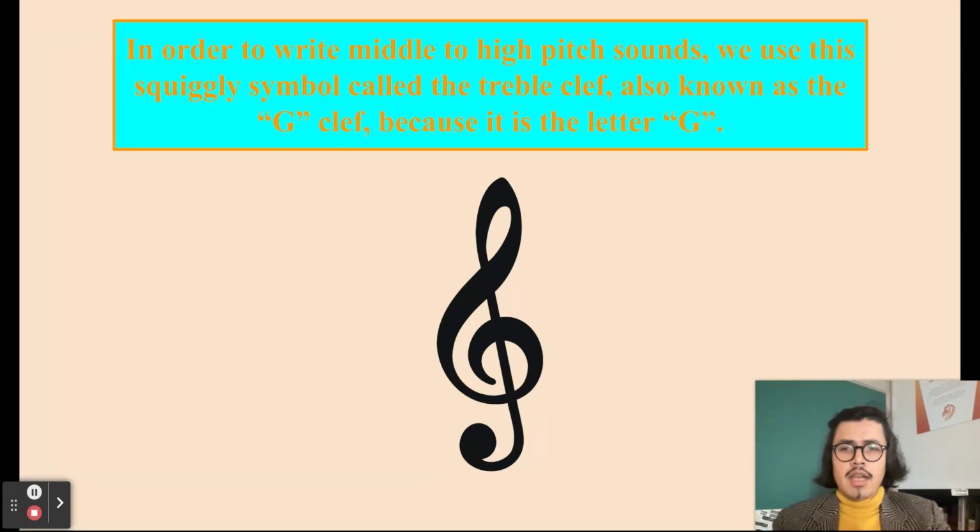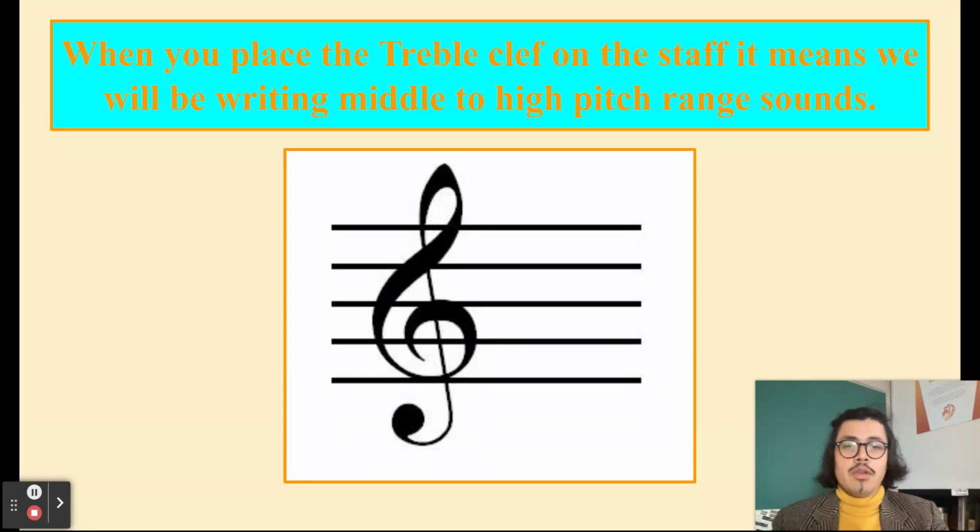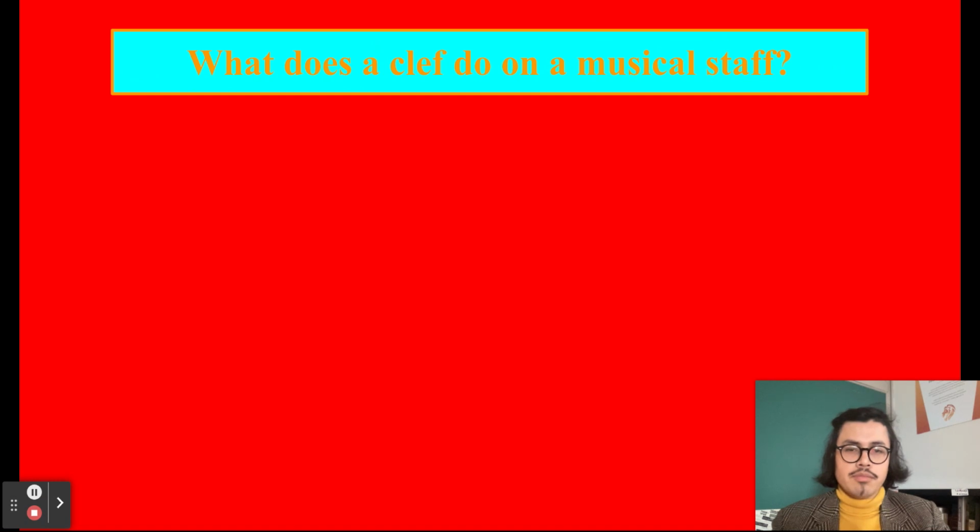In order to write the middle to high pitched sounds, going from middle C all the way up until the keyboard ends if you're on a piano, we use this squiggly symbol called the treble clef, also known as a G clef, because it is the letter G. It literally is a cursive G, and back when it was invented, that's how G's were being written out. When you place a treble clef on the staff, it means we will be writing middle to high pitch range sounds. Let's ask some questions.